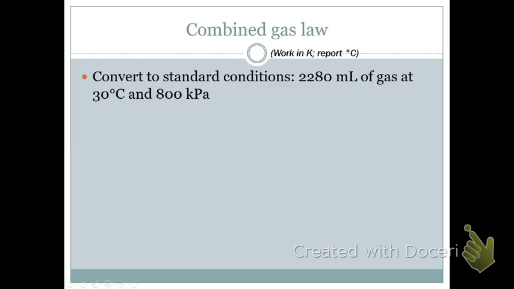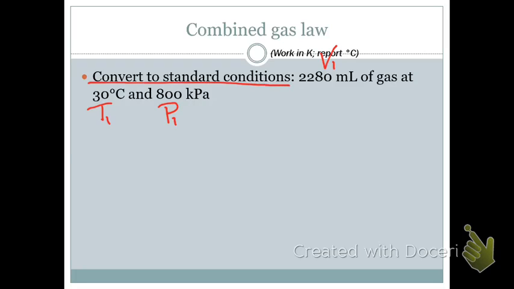Convert to standard conditions: 2,280 milliliters of gas at 30 degrees Celsius and 800 kilopascals. Okay, so we know that our V1 is 2280 milliliters, our T1 is 30 degrees Celsius, and our P1 is 800 kilopascals. But I need to convert these to standard conditions.